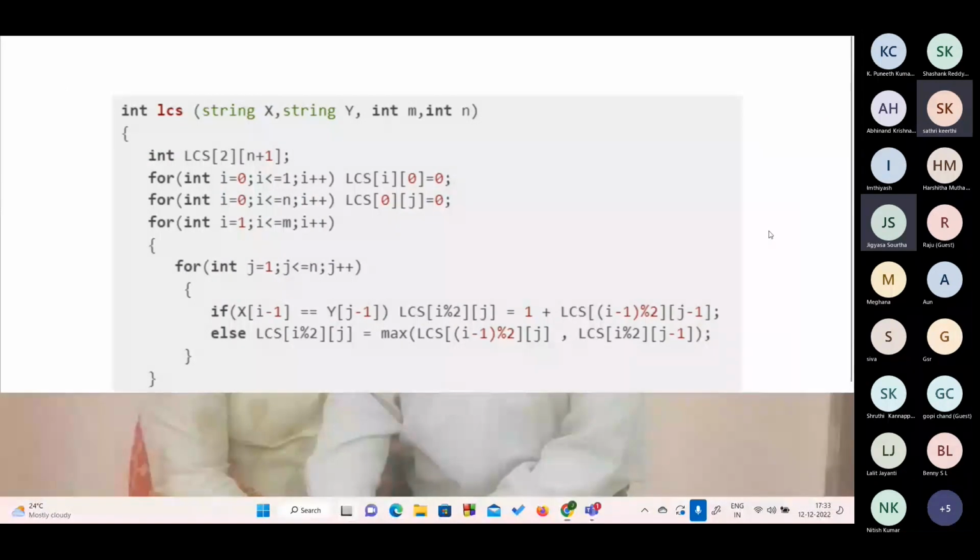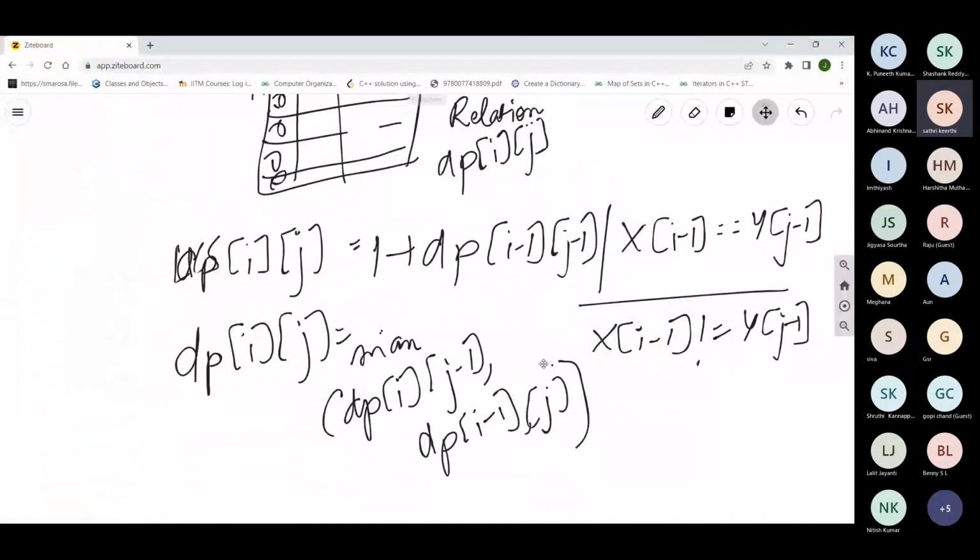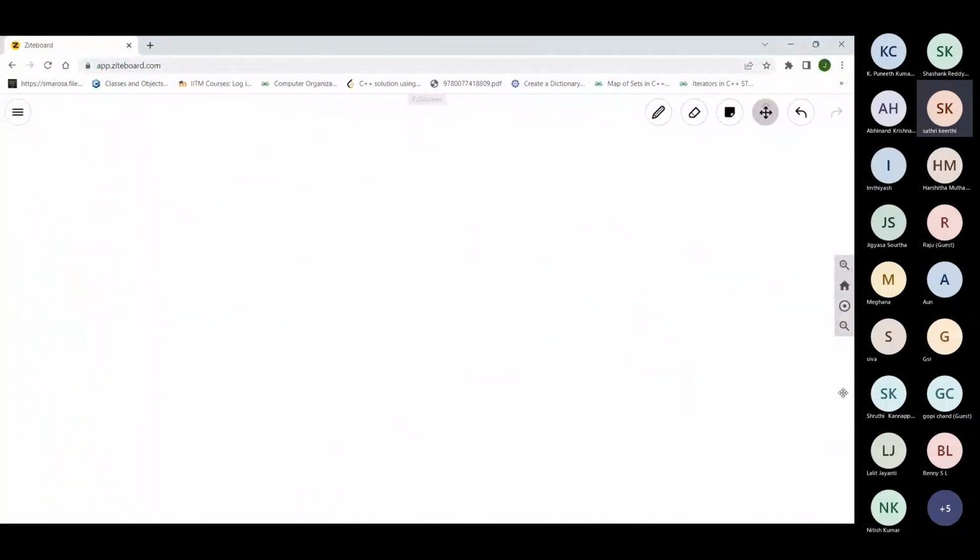Is the screen visible? Yeah, it's visible. And the audio is fine, right? Yep. Okay, thanks.